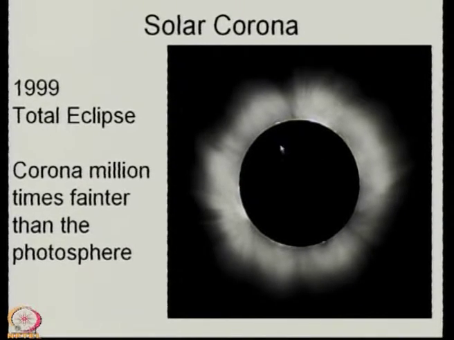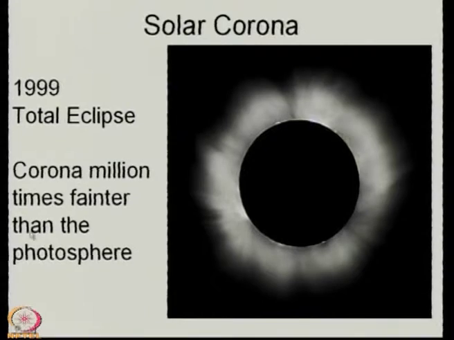Okay, I have shown you this picture already. Now, the interesting thing here is that when the sun's dazzling light is blocked out, then you see this very faint and tenuous bright thing around the sun. This is called the corona. It comes from the word crown.